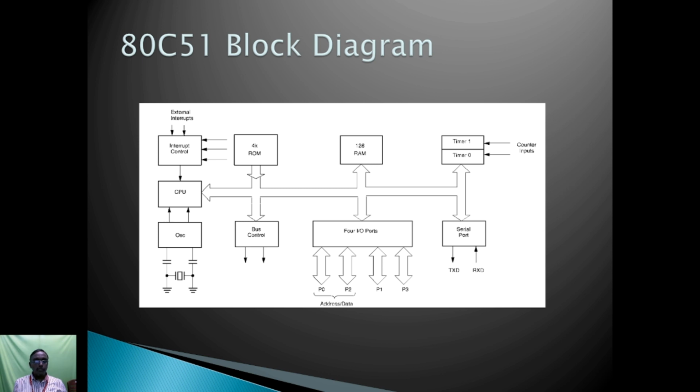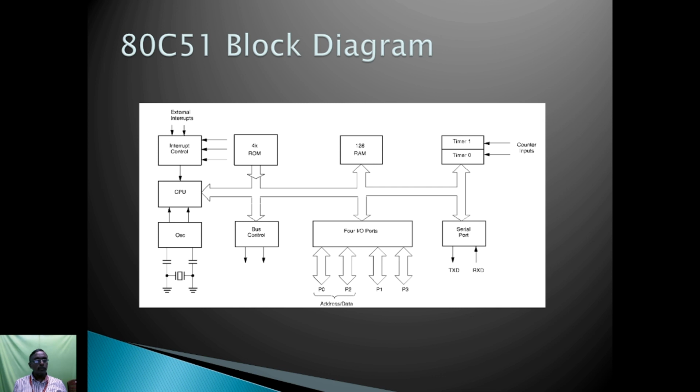Next, the 4 I/O ports. P1, P0, P2, P3 are the 4 ports that act as I/O ports. Another one is RAM. RAM is random access memory. We can read and write to the memory, that is why it is called random access memory. Next one is ROM memory. ROM is read-only memory. We can only read the data in the memory. Next one is external interrupt.